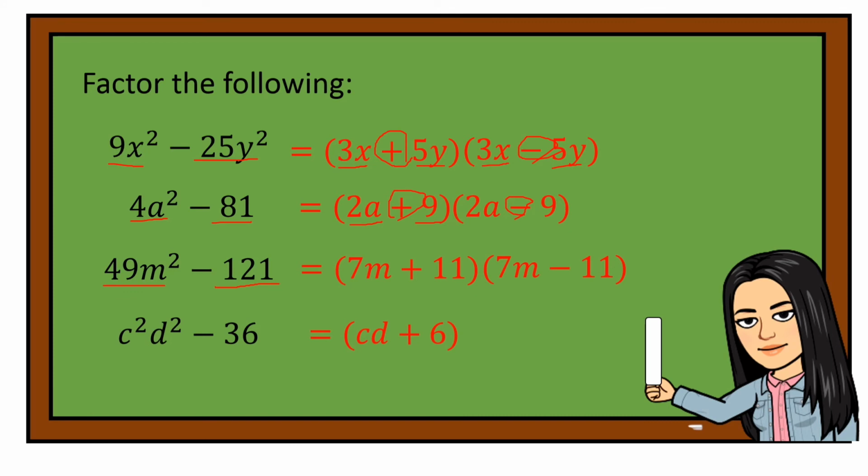Take note, this pattern is only applicable if we are getting the factors of the difference of two squares. So, its operation is subtraction, and the first term and the second term are both perfect squares. That is the only way we can use the pattern in factoring the difference of two squares.